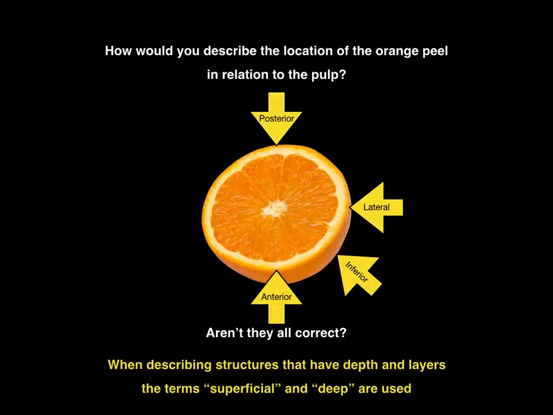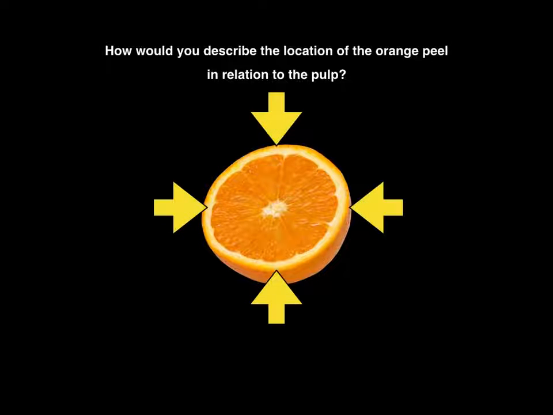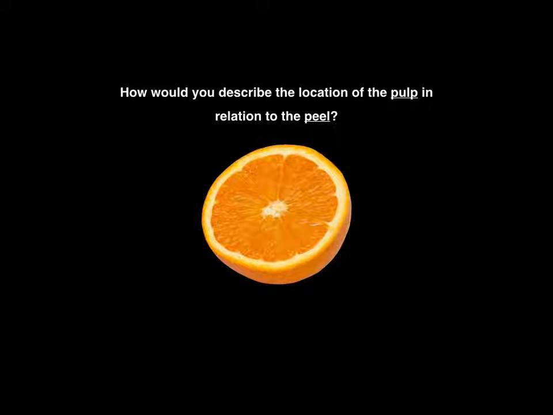And that's why when describing structures that have depth and layers, the terms superficial and deep are used. So how would you describe the location of the orange peel in relation to the pulp? You'd say, the peel is superficial to the pulp. And then how would you describe the location of the pulp in relation to the peel? We would say, the pulp is deep to the peel, and it doesn't matter where we're talking about the pulp, it's always deep to the peel.